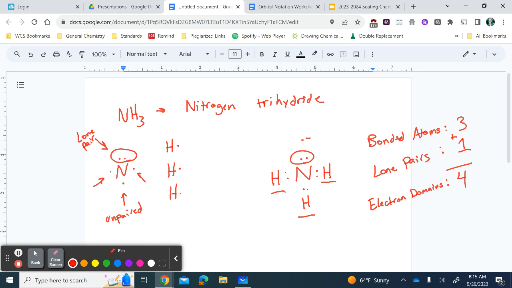So this would be our Lewis dot structure for nitrogen trihydride. You could also draw it with your nitrogen and its lone pair connected to hydrogen, hydrogen, and hydrogen like this as well. That would be fine, because remember, 1 line equals 2 dots.